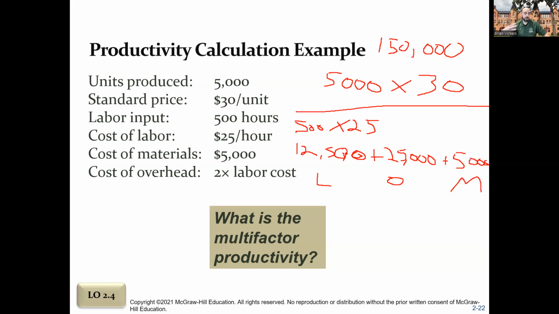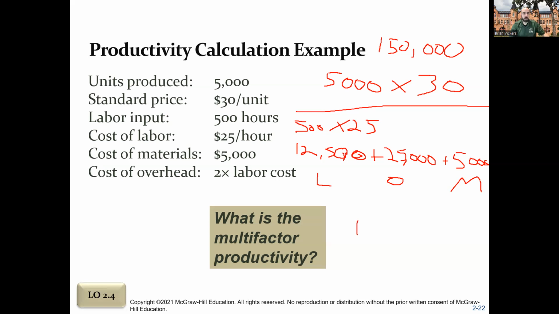Okay, so this is multi-factor. We've got $150,000 worth of output. That's how much revenue we brought in, and our inputs are going to be our costs. So our costs are going to be 25,000 plus 12,500 plus 5,000. So let's do this one first. 25,000 and 5,000 is 30,000. 30,000 plus 12,500 is 42,500.